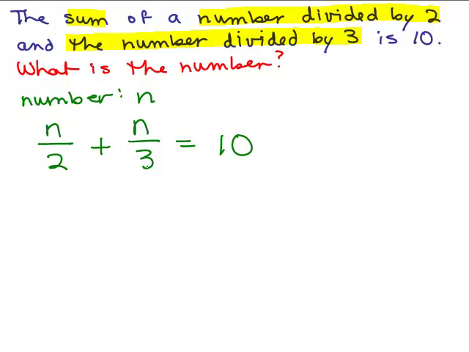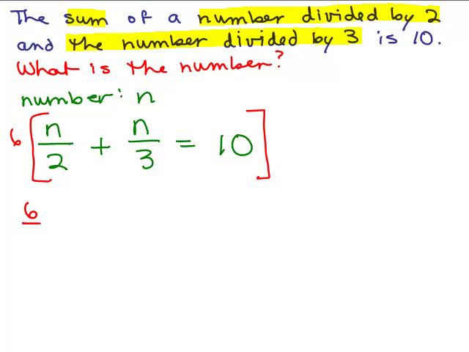Now there are different ways of solving an equation with fractions in it. I like doing it by multiplying both sides by the least common denominator. So what's the least common denominator when you have a 2 in the denominator and a 3? Hopefully you know that's going to be 6. So I'm going to multiply both sides of the equation by 6. So in other words, I'm going to do everything by 6. I'm going to distribute that 6 to everything.